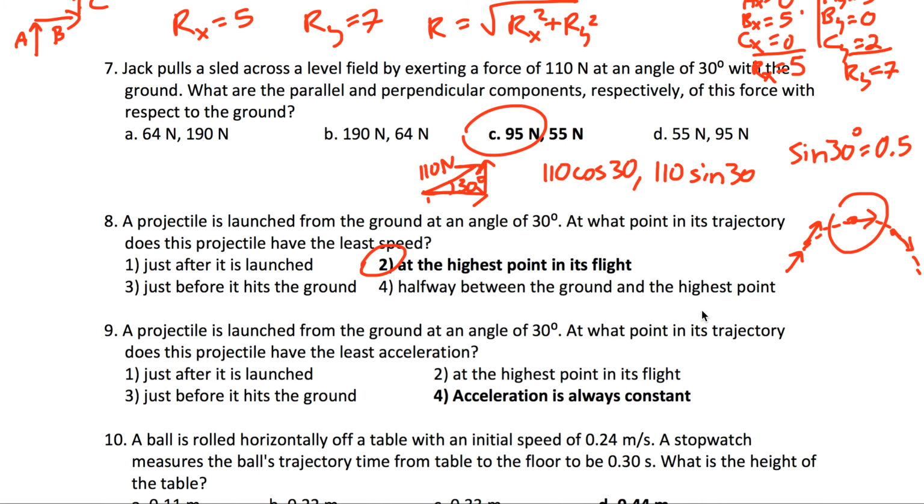And number 9, the acceleration is always constant. It's always negative 9.8 meters per second squared. Acceleration is always downward, no matter where in the path you are looking.